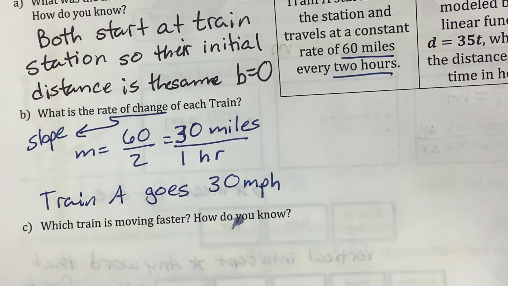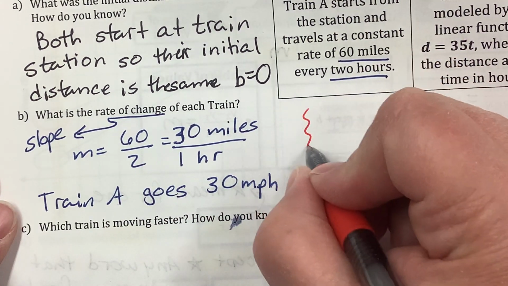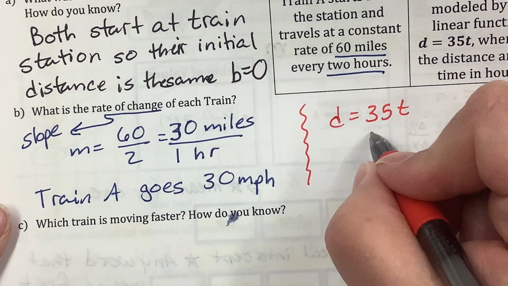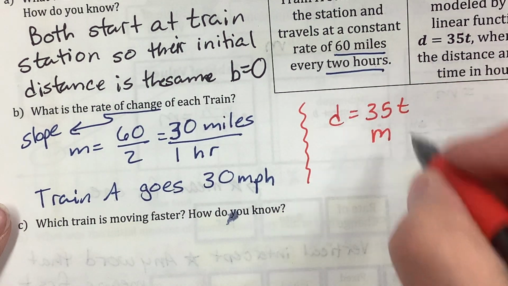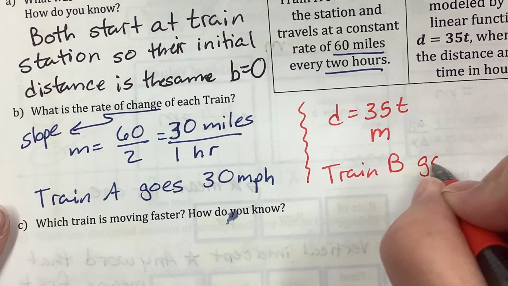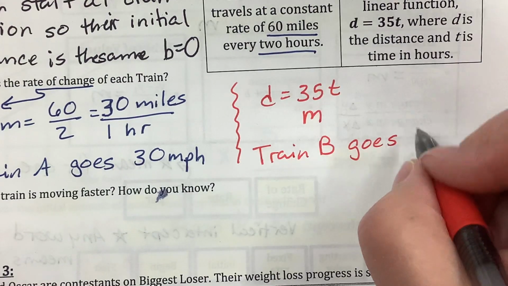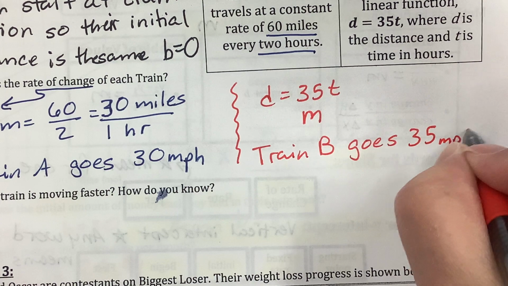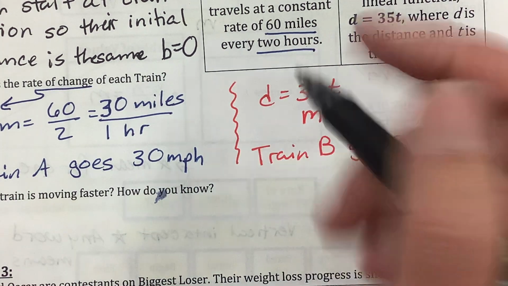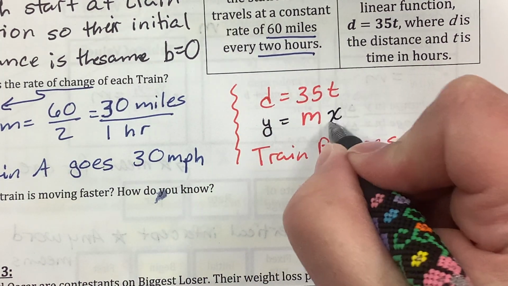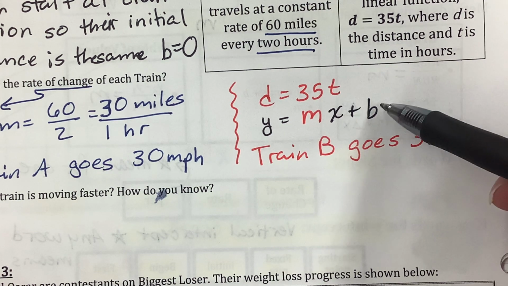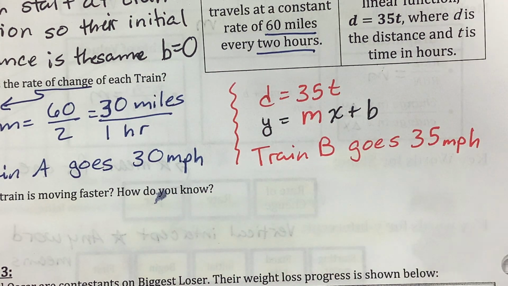All right, now let's take a look at train B. Here we go. D equals 35T. Oh, so the M is 35. Train B goes 35 miles per hour. Because the slope is m and there's no plus b. Y equals mx plus b. Here, y is d, m is 35, x is t, b is 0, but we knew b was 0 from before. So which train is moving faster?